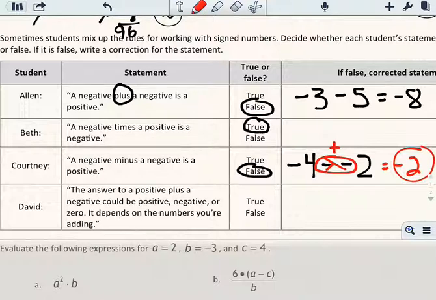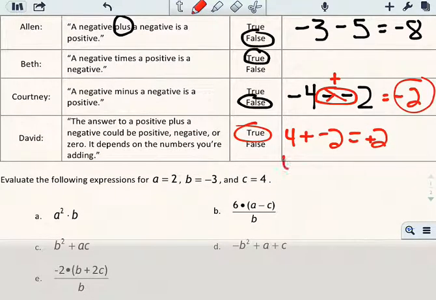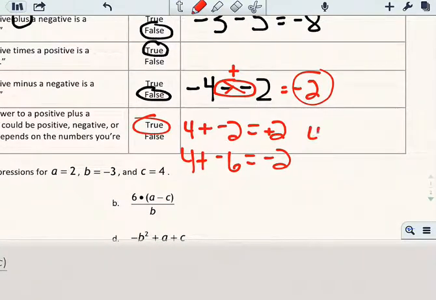Fine, let's go to David. The answer to a positive plus a negative could be positive, negative, or 0. It depends on the numbers you're adding. That's absolutely right. So if I have a 4 plus a negative 2, that's going to be a positive 2. But if I look at a 4 plus a negative 6, that's going to be a negative 2. It all depends on what you're looking at. And of course, if you want the 0 case, 4 plus a negative 4, that's going to be a 0.